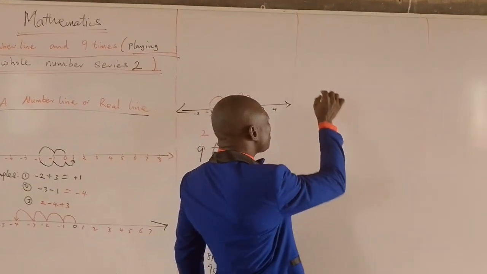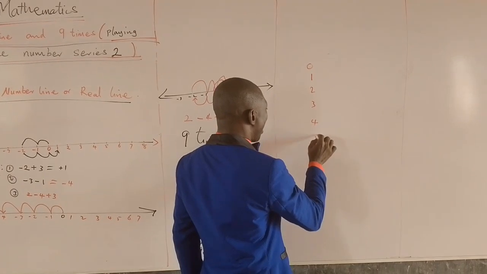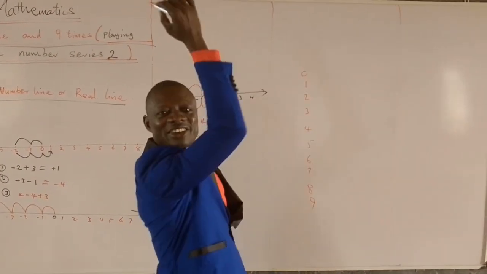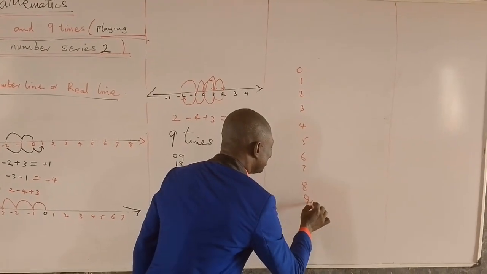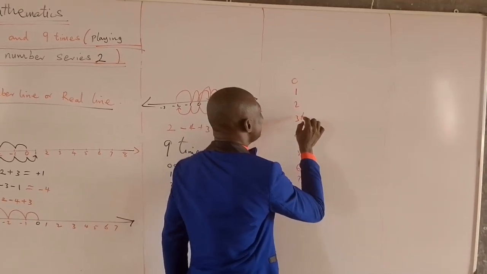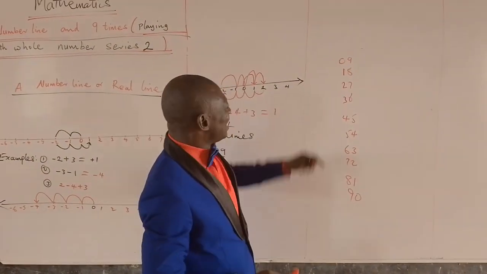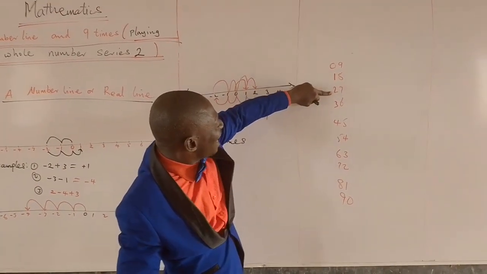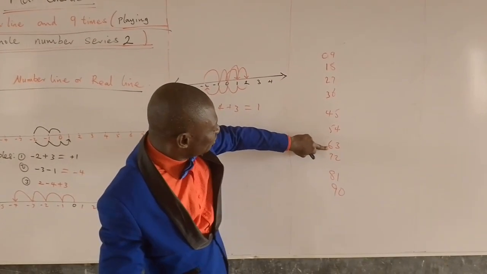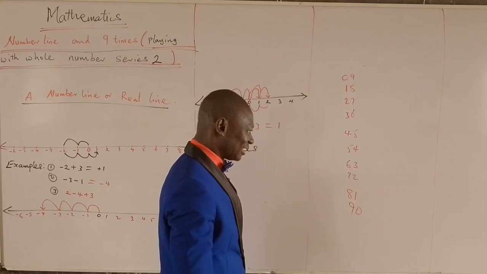Let us do it again. 0, 1, 2, 3, 4, 5, 6, 7, 8, 9. Do it the other way around. This time around, 0, 1, 2, 3, 4, 5, 6, 7, 8, 9. So you get 9 times again. 9 times 1, 9 times 2, 9 times 3, 9 times 4, 9 times 5, 9 times 6, times 7, times 8, 9 times 9, and 9 times 10.